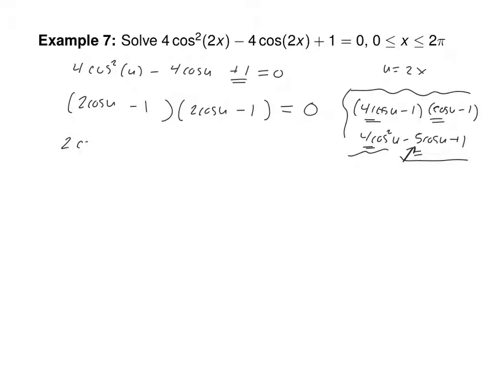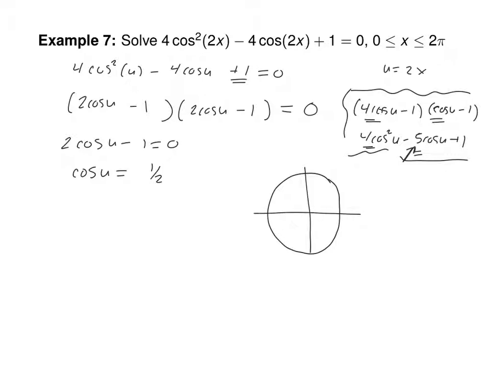So let's solve 2 cosine of u minus 1 equals 0. It's the same thing as saying cosine of u is a half, right? At what angles is u going to be, what angles are going to give us a cosine of 1/2? Pi over 3, also 2 pi over 3, right?